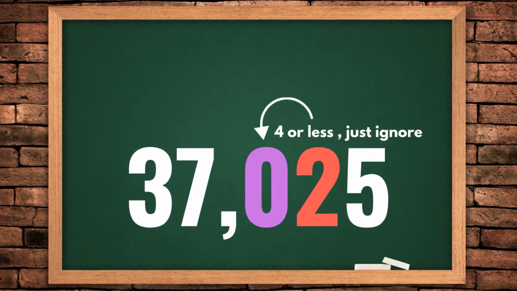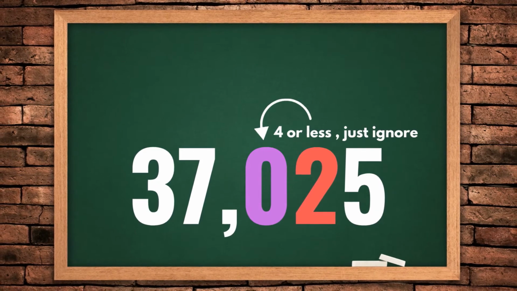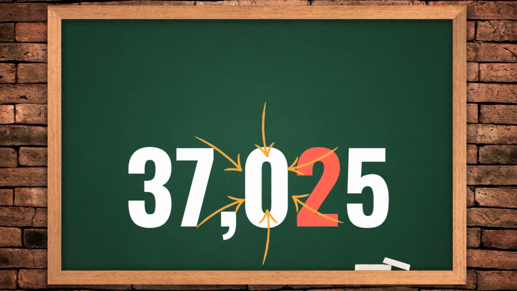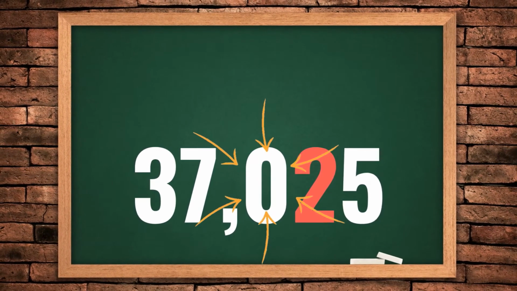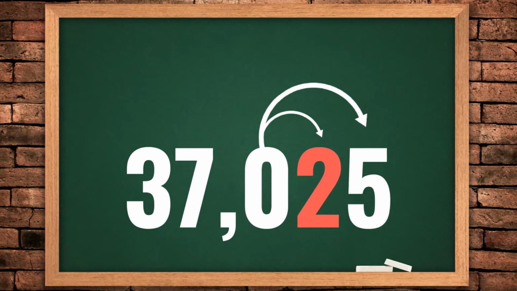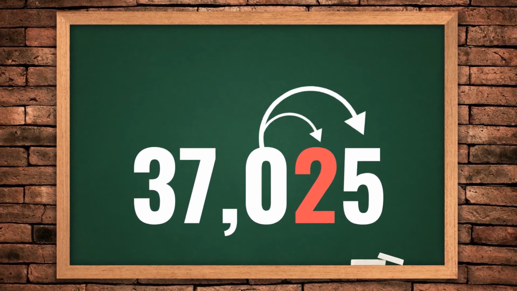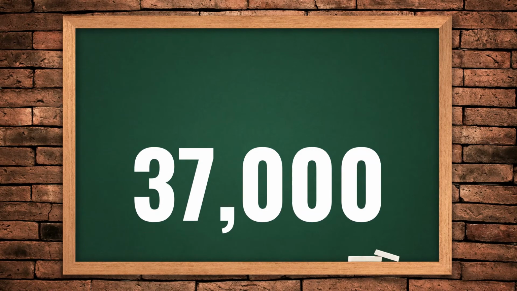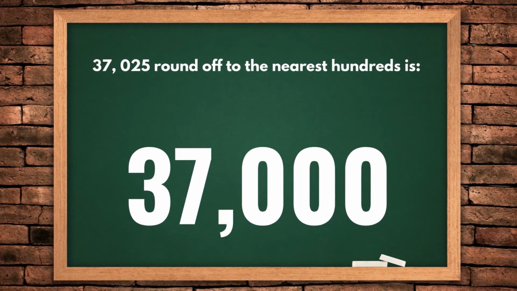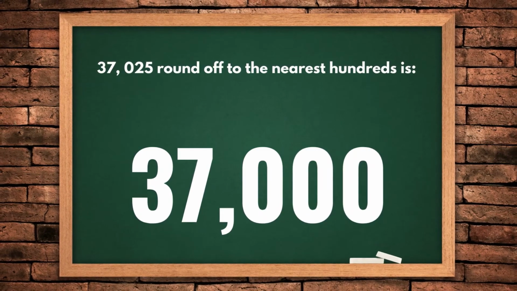Since 2 is the number to the right side of the rounding digit, which is 0, we will ignore it or leave it as it is. So, 0 will remain as 0. Step 4, or for the last step, the numbers to the right of the rounding digit must be changed to 0. The numbers to the right of 0 are 2 and 5. So, 2 and 5 will become 0, 0. Therefore, 37,025 round off to the nearest hundreds is 37,000.